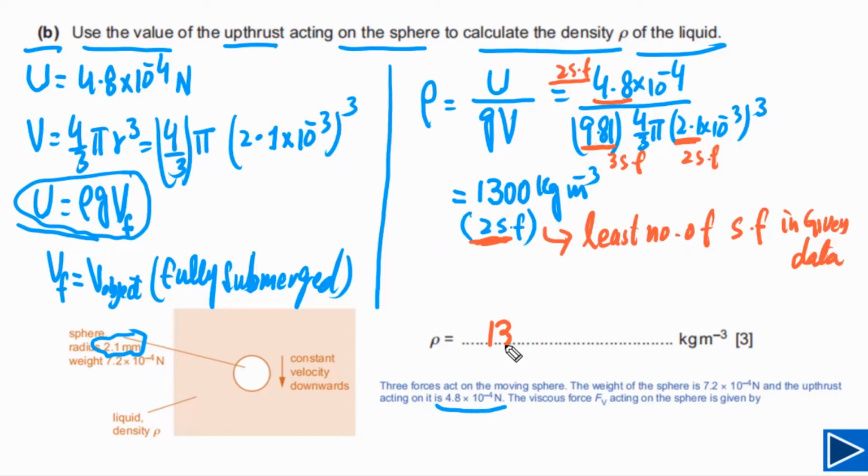So our final answer for this question is 1300 kilograms per cubic meter. You also need to keep an eye on the given units.